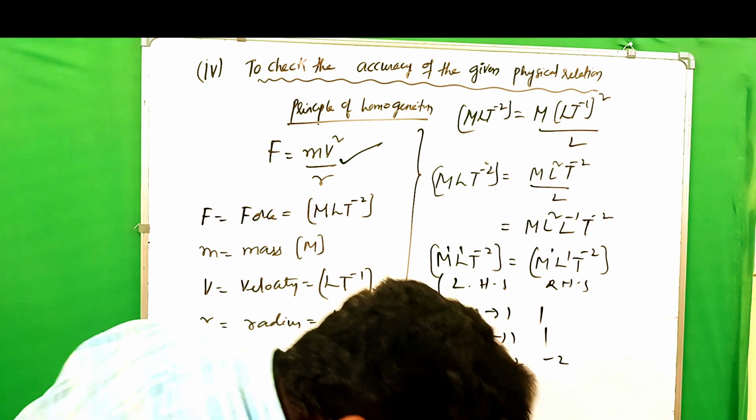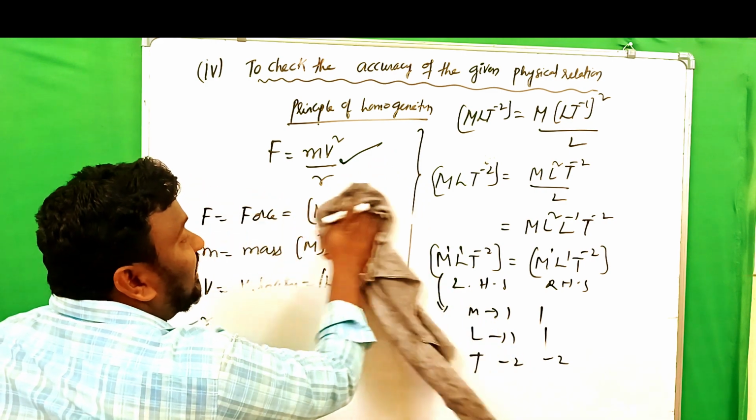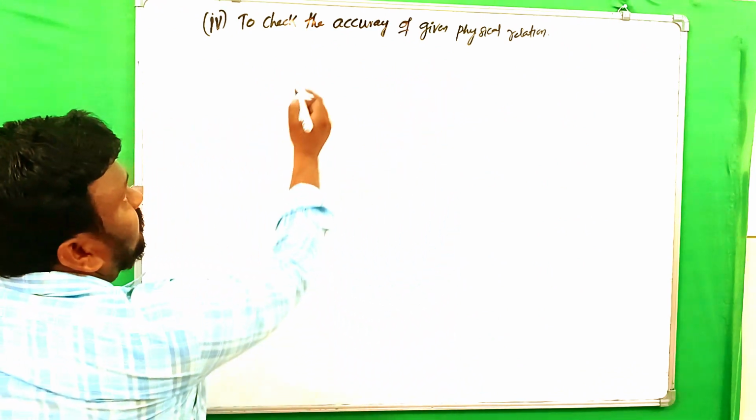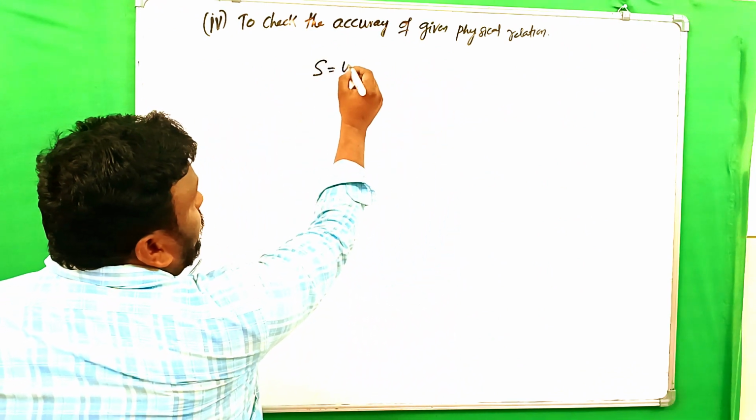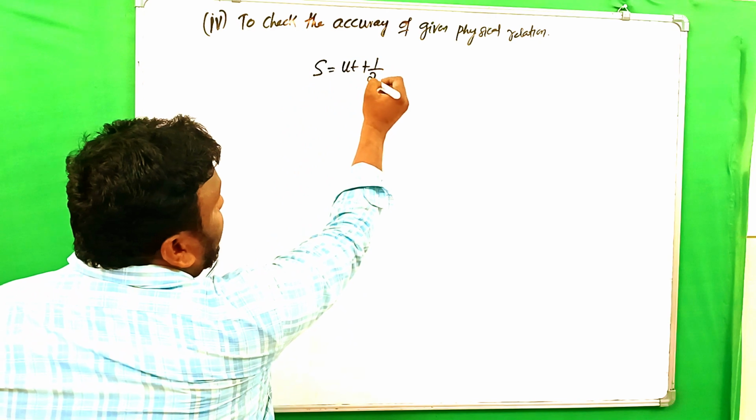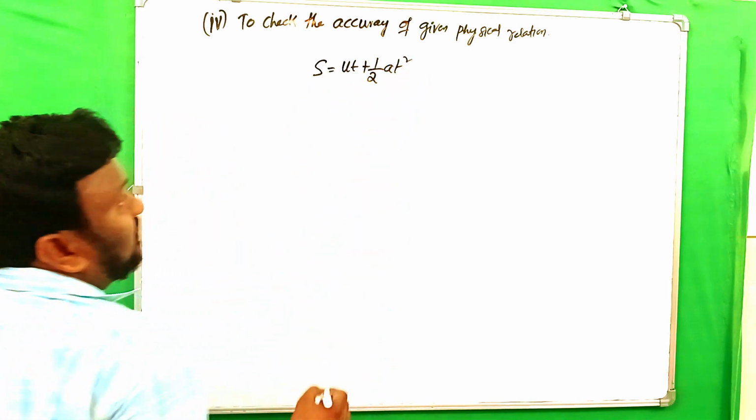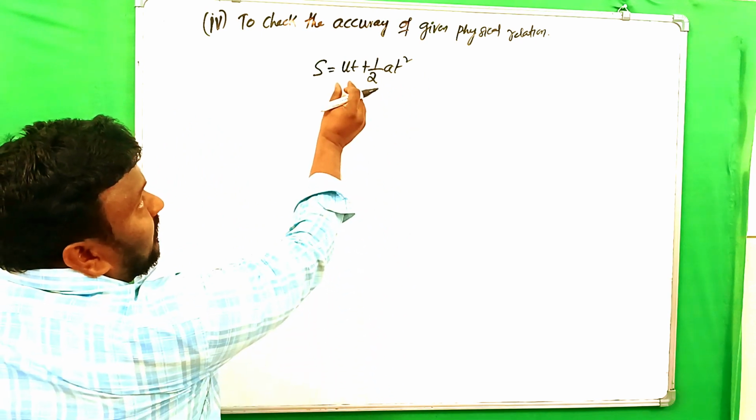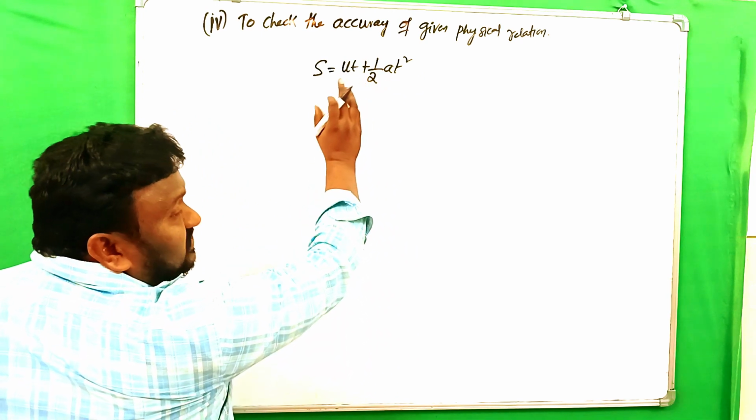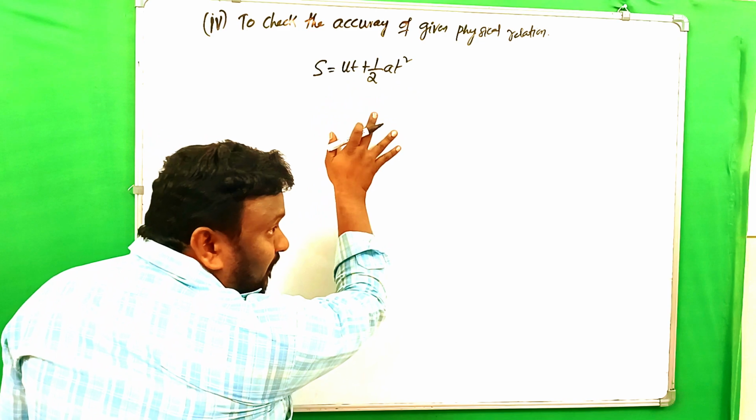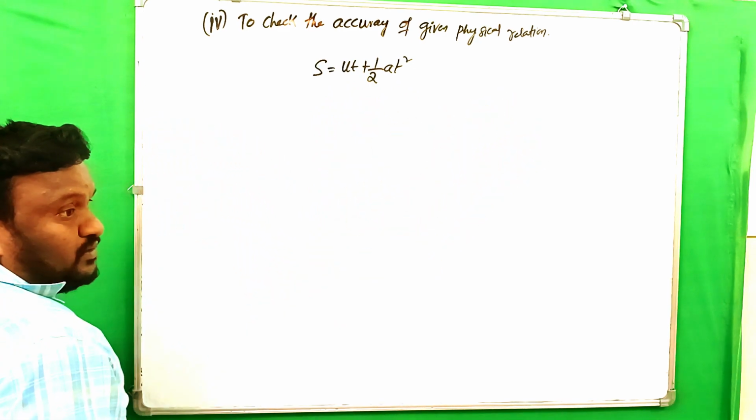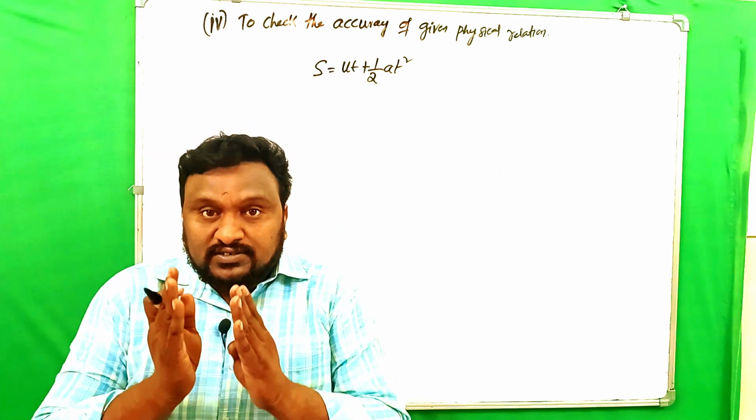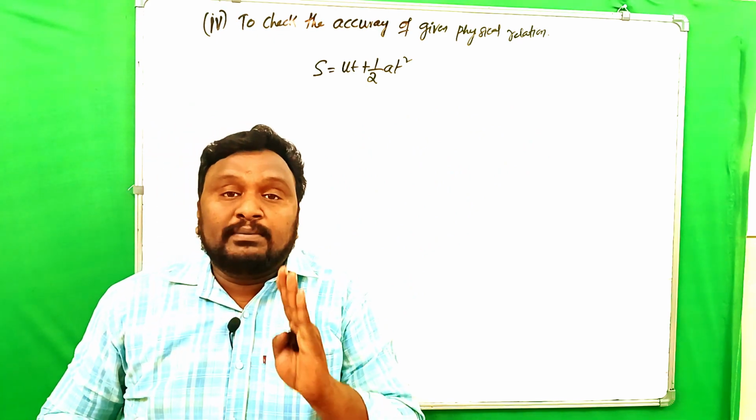And in the same manner, we have another example we will see to check the accuracy of a given physical relation. That is S is equal to UT plus half A T square. According to the principle of homogeneity, we can add the physical quantities which are having the same dimensional formula. That is you have to remember.